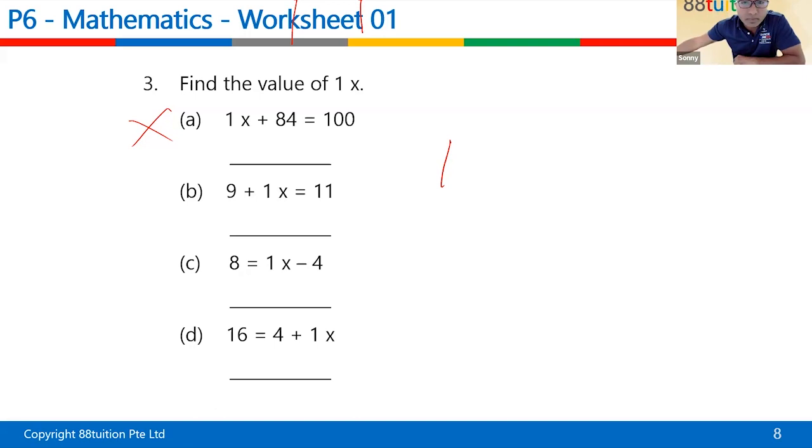Xavier? 2. How about Zen? 9 plus something must give you 11, right? So x has to be 2. So 1 times 2 is 2, right? So x is 2. Correct. Clear? Zen, you all right? Okay, what about C?